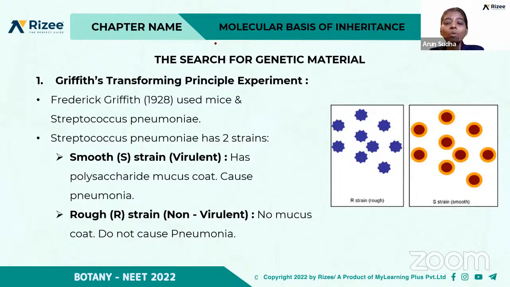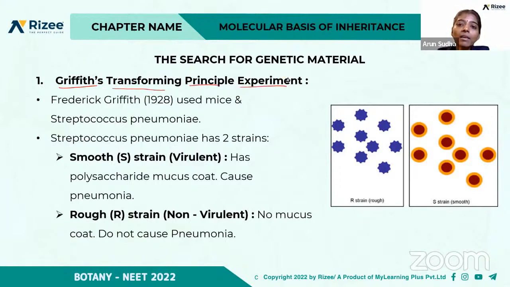Further work by other scientists, like the many other experiments we saw, studied a lot about the chromosomes and narrowed down the research to the molecular level, but DNA as the genetic material was not identified. So the first experiment to prove the transforming principle was by Griffith. So, Griffith's transforming principle experiment.